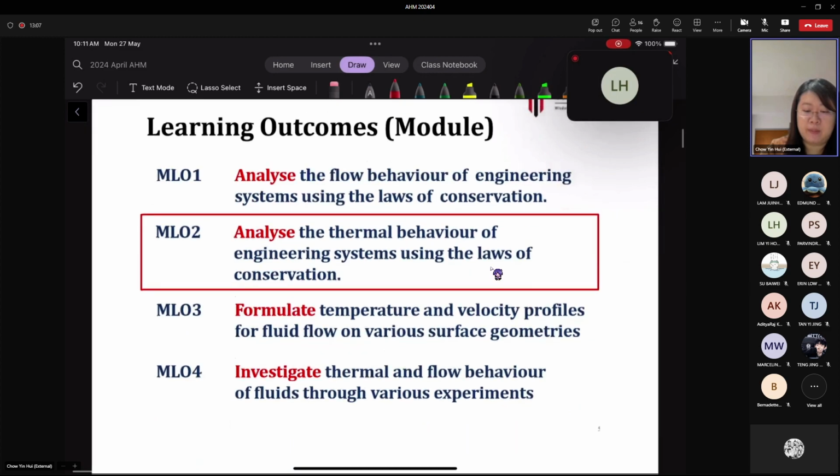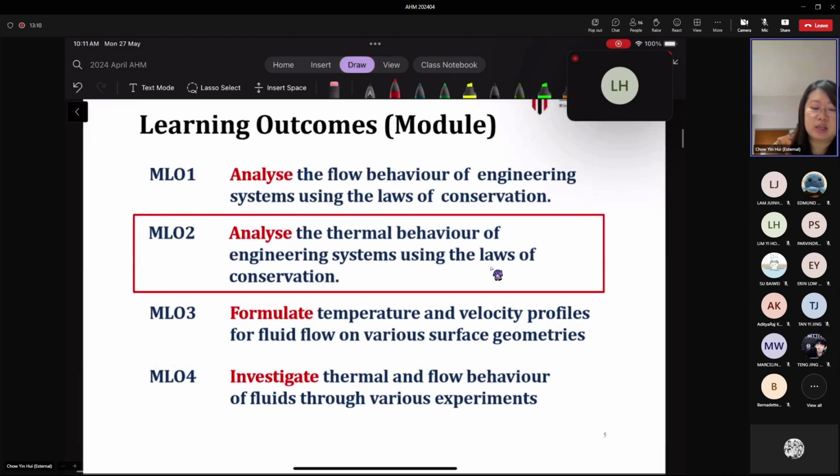This will be aligned to your second learning outcome, which focuses on analyzing the thermal behavior of engineering systems using the laws of conservation. These will only appear in your final exam. If you recall the module information, your test in week 12 focuses only on learning outcome number 3. But you still need to prepare well for this. I think it's around question 3 or question 4, a 25-mark question.